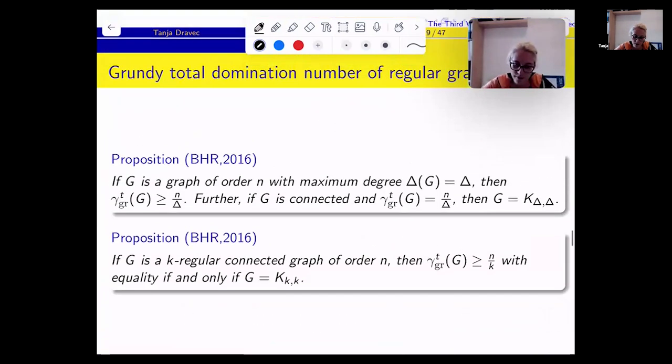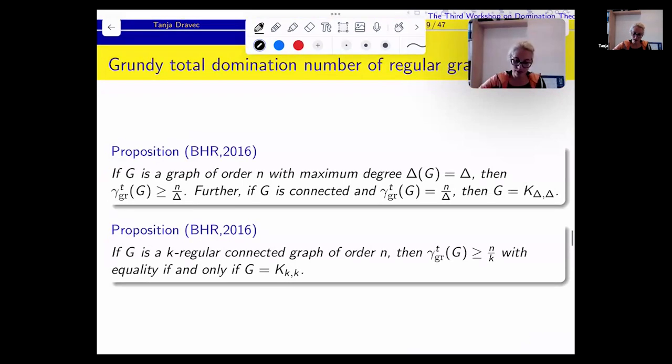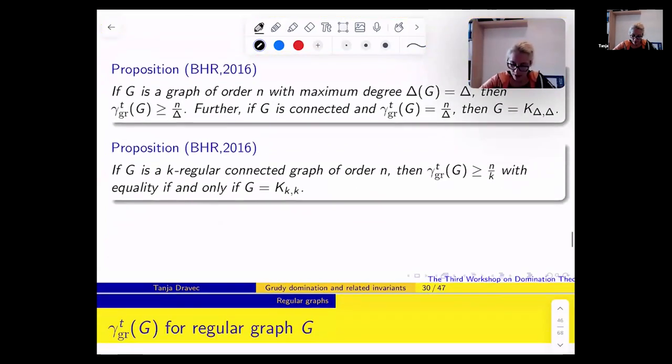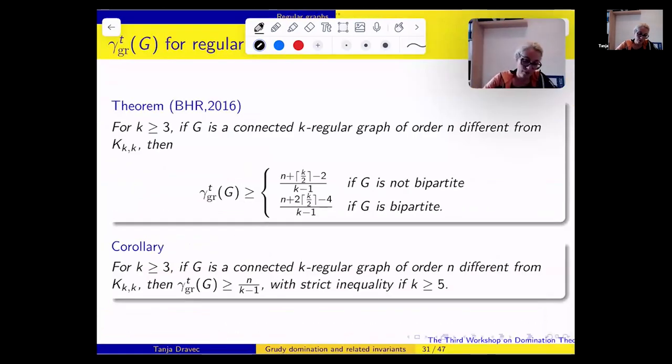Also in regular graphs, the Grundy total domination number was studied. In the seminal paper it was proved that if G is a k-regular graph, then the Grundy total domination number is at least n over k. And the bound is sharp, attained just in the complete bipartite graph K(k,k). Then this nice trivial bound was improved. And Brešar, Henning, and Rall presented 2 bounds, one for bipartite and one for non-bipartite graphs.